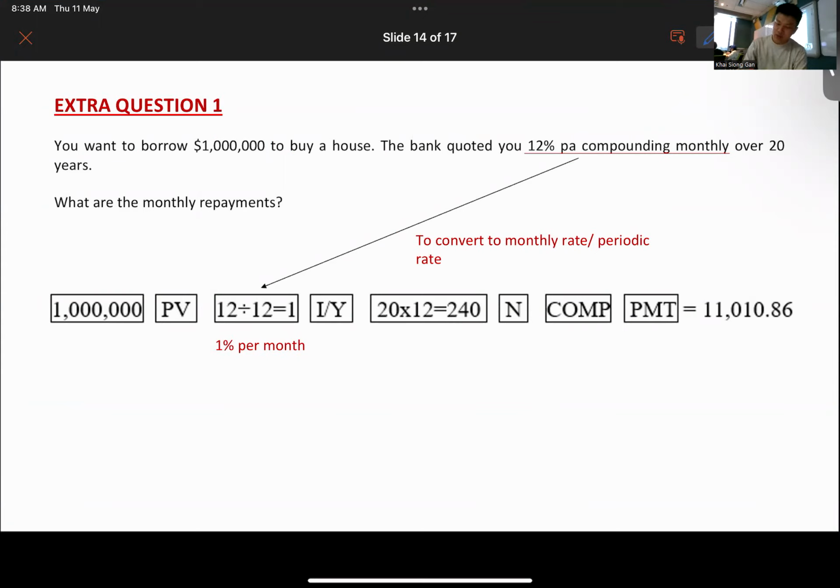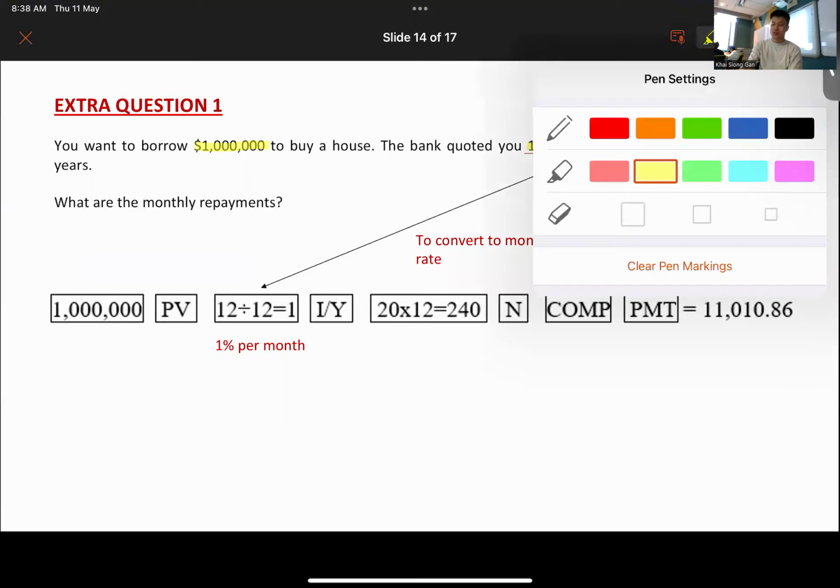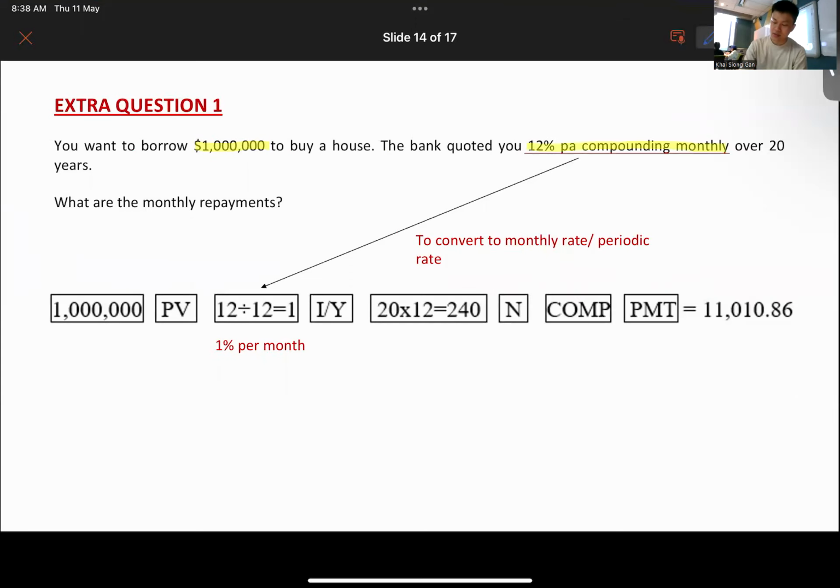Okay, question number 1. You want to borrow 1 million to buy a house. The bank quoted you 12% per annum compounding monthly. Can you tell me what rate this is, that the bank quoted you? It is the nominal rate, which is also called APR. Over 20 years, what are the monthly repayments? Monthly repayment means PMT. Over 20 years is the N. This is the present value.